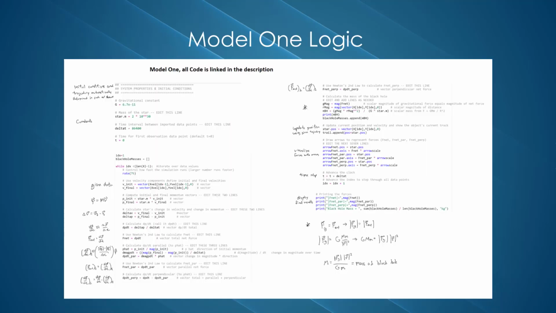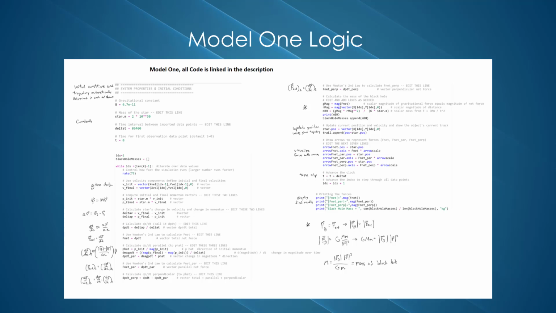For Model 1, we first calculate momentum using p equals mv. Then we can calculate change in momentum over time, and then also dp/dt parallel. Using dp/dt parallel and the total dp/dt, we can calculate dp/dt perpendicular, and that gives us all of our parallel and perpendicular components of the force.